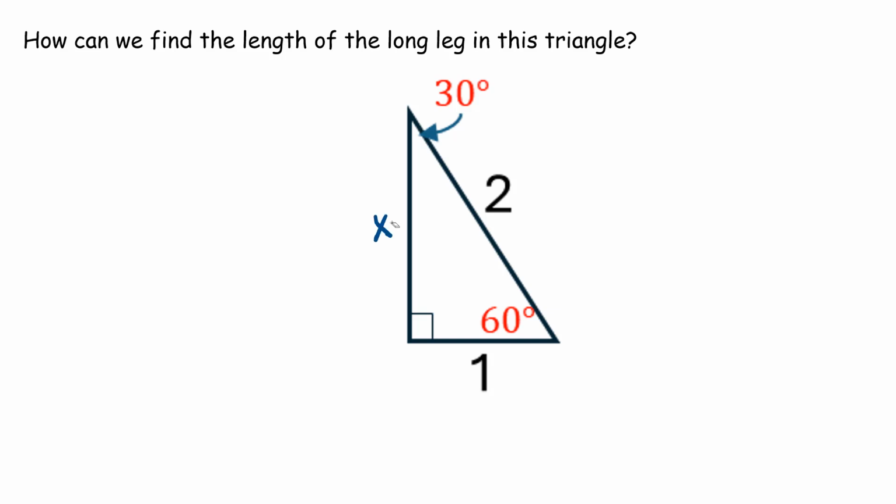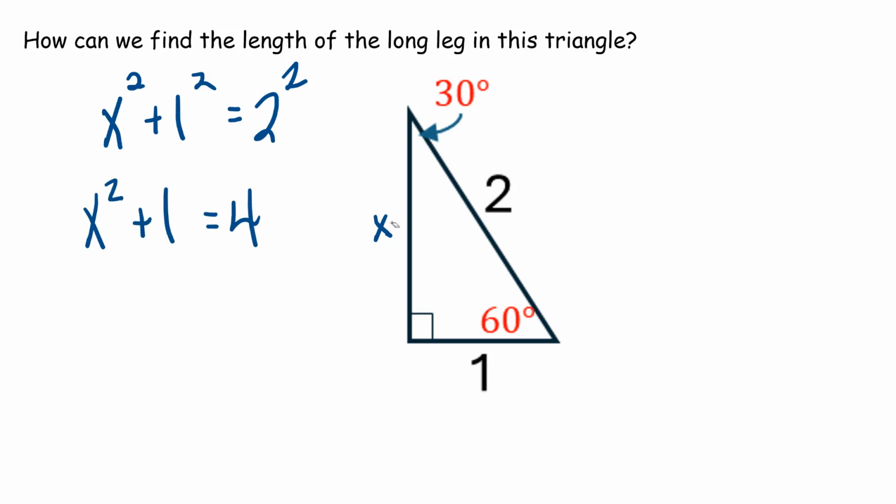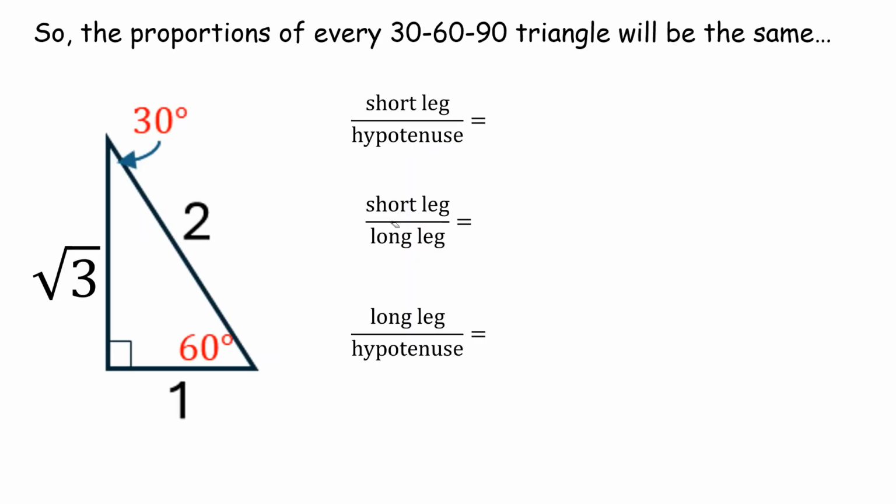Let's call it x. We can find that by using the Pythagorean theorem now. So we know that x squared plus 1 squared is equal to 2 squared. So x squared plus 1 equals 4. Subtract 1 on both sides, and x squared equals 3. Take the square root on both sides, and you find that x is equal to the square root of 3. So now we know the relationship between the short leg and the long leg, and the long leg and the hypotenuse. So these are the ratios that you will need to know and memorize for any 30, 60, 90 triangle.